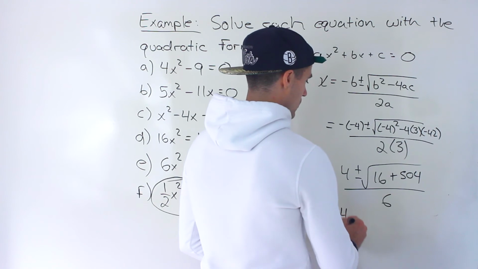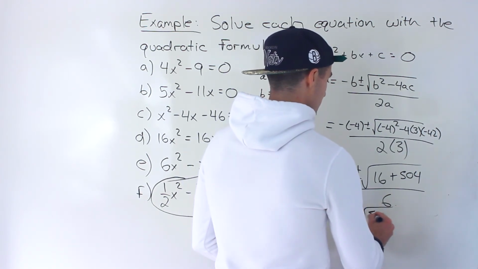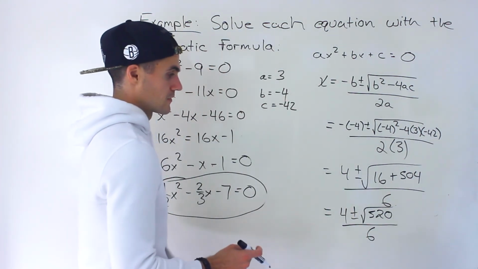So from here, we'll have negative -4, which is 4, plus or minus, and then over here we'll have 16 minus 4 times 3 times -42, that would give us positive 504, like that, and that's going to be over 6. So we'd end up with 4 plus or minus root 520. That's going to be all over 6, like that.